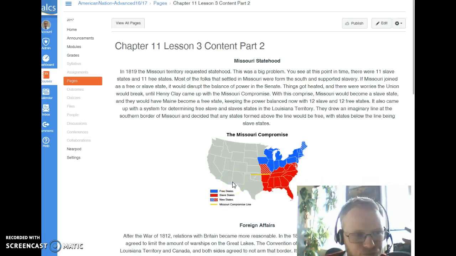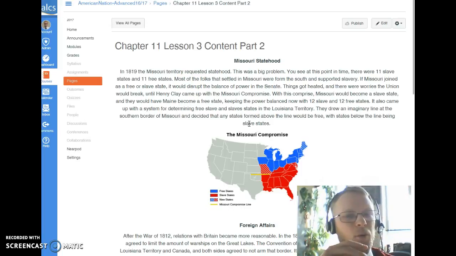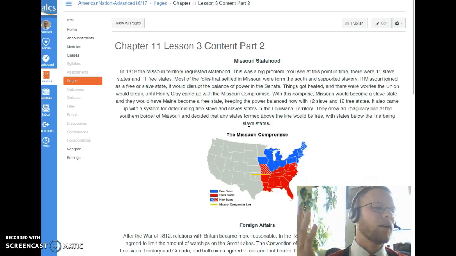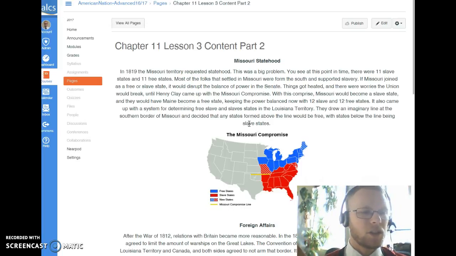So, in 1819, the Missouri Territory requested statehood. Now, this was a big problem because at this point in time, there were 11 slave states and 11 free states. Most of the folks that settled in Missouri were from the South and they supported slavery. However, if Missouri joined as a free state or a slave state, it would upset the balance of power in the Senate. There are more people living in the North, so they had control.